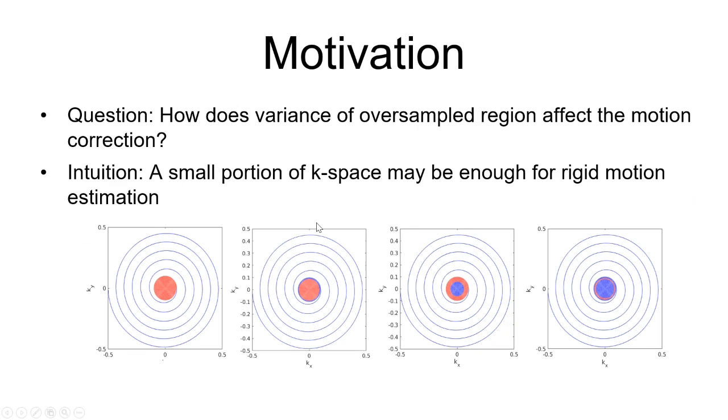At this point, a question comes to my mind. How does the variance of the oversampled region affect the motion correction? Maybe a very small portion of k-space is enough. This would shorten the readout time and make the imaging process more efficient, because potential redundancy exists in every interleave. In the conventional implementation, k-space covered by a circle is used as the repeated sampling region.